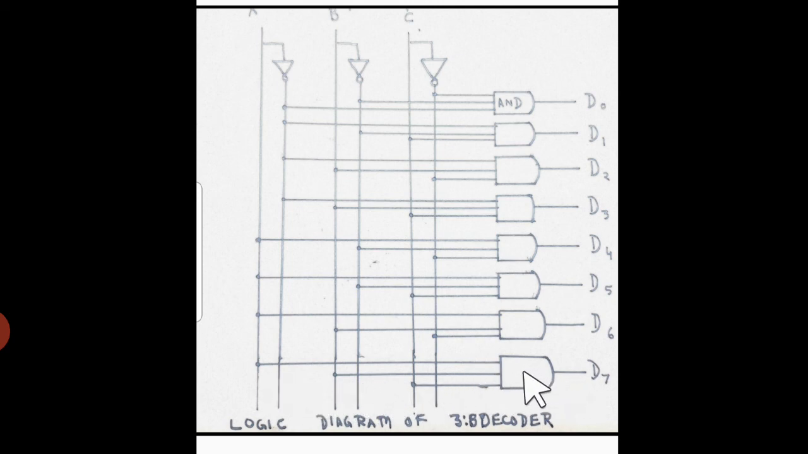3 connections have been drawn. So I hope everybody has got a very clear understanding of 3 to 8 decoder. Thanks everyone.